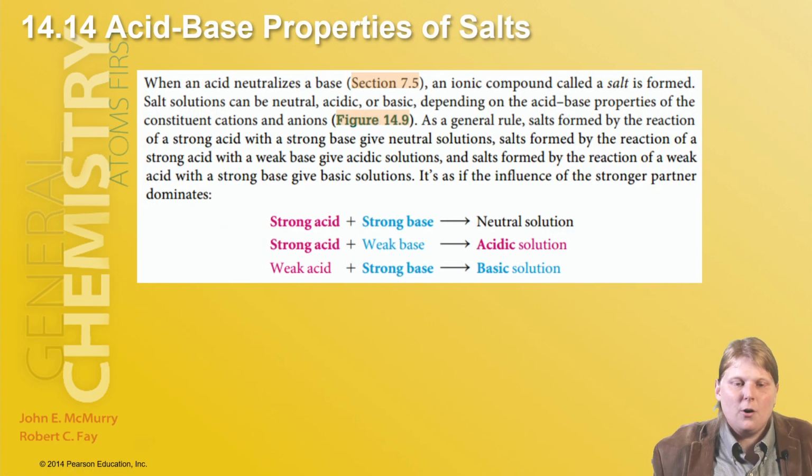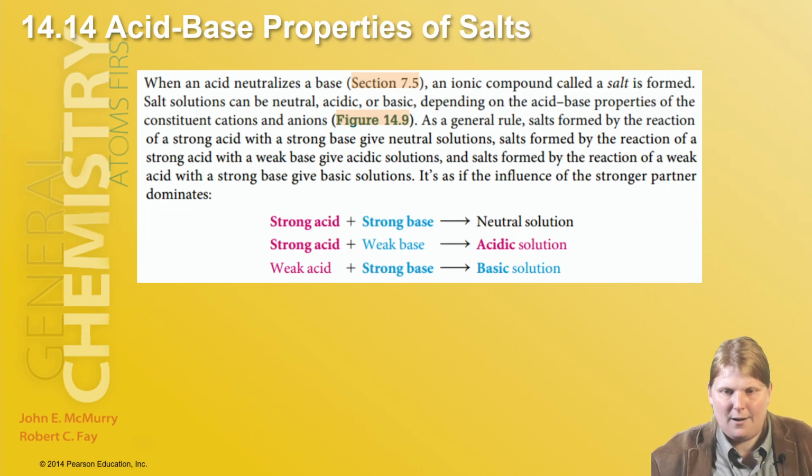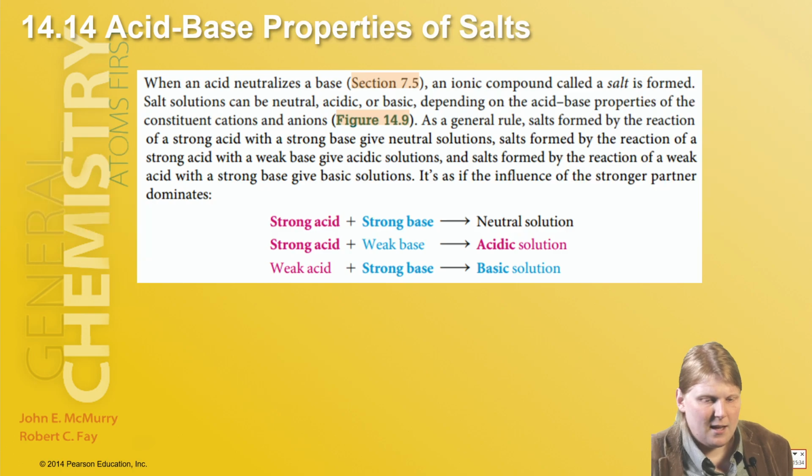So salts are the ionic product of some acid-base reaction. So some acid and a base react with each other and they produce some sort of leftover ions that have some properties after the acid and the base cancel each other out. If you have a strong acid and a strong base and you mix them together, you get a neutral solution if you cancel them out completely. That is, you add equimolar amounts of each so that they completely cancel out. The solution will be neutral.